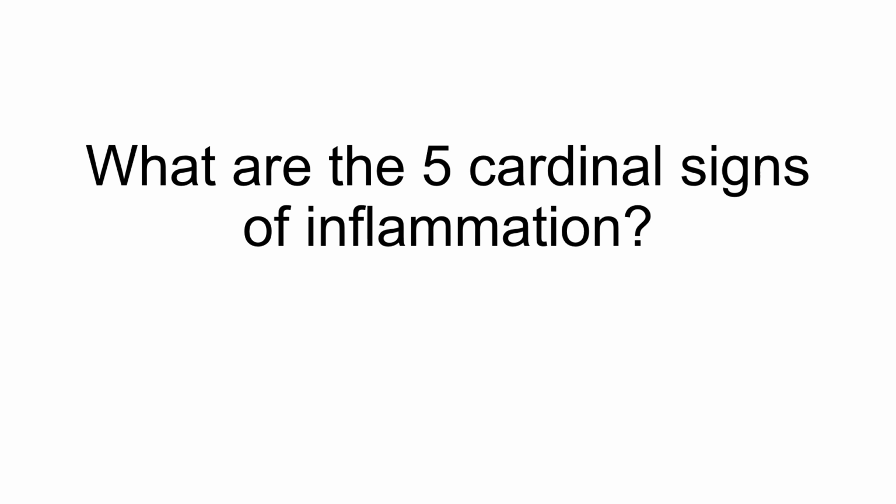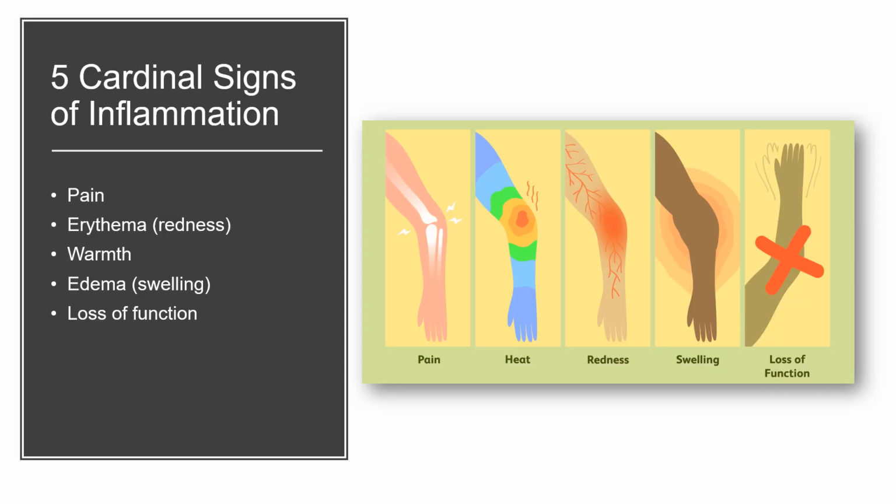Now we're talking about inflammation. So what are the 5 cardinal signs of inflammation? This should come naturally to you. So here are the 5 cardinal signs of inflammation: pain, erythema or redness, warmth, edema or swelling, and loss of function. Each of these signs of inflammation has a purpose in the body. The body is doing this for a reason. So the pain is to tell the brain to stop what you're doing and to realize that you're hurt. It's a signal to realize that the body is hurt.